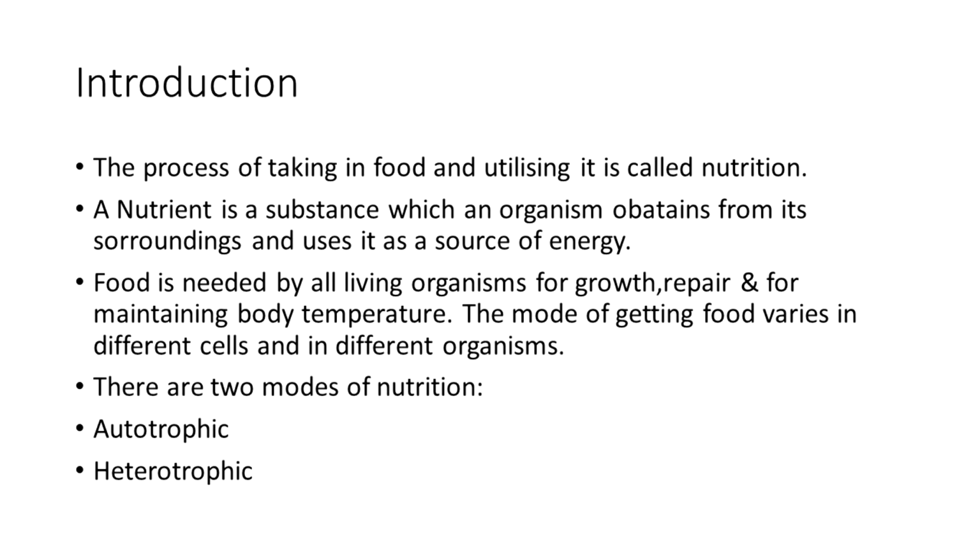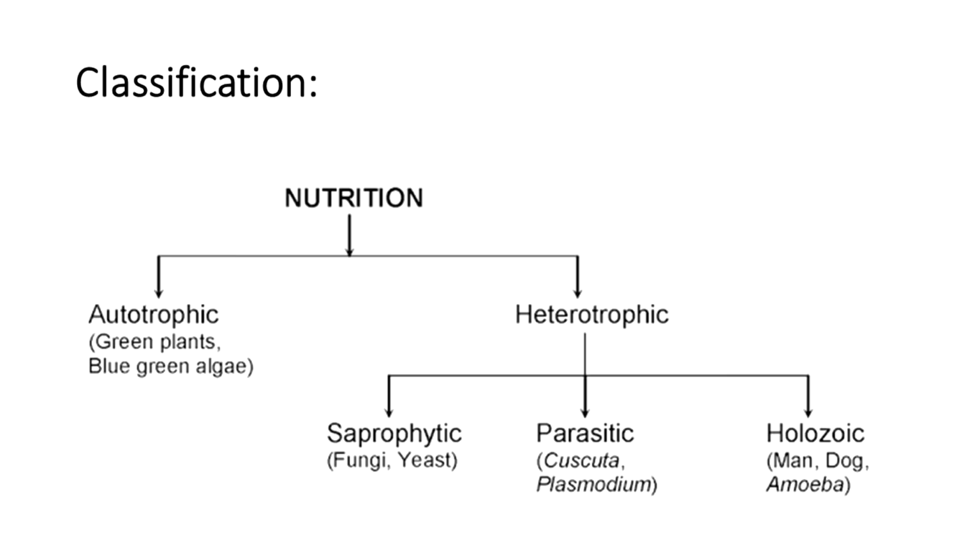You know that food is needed by all living organisms to perform different activities like growth, repair, maintaining body temperature, and to perform various other activities. The mode of nutrition varies in different cells and in different organisms. The classification of nutrition is mainly of two types: autotrophic and heterotrophic.